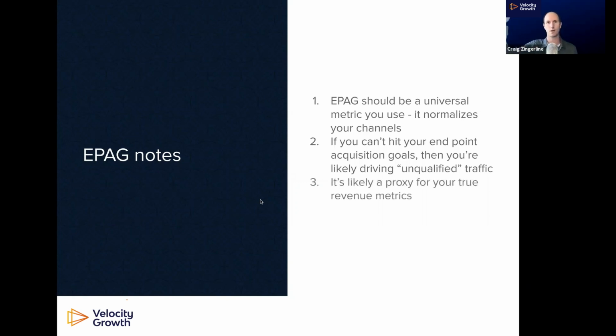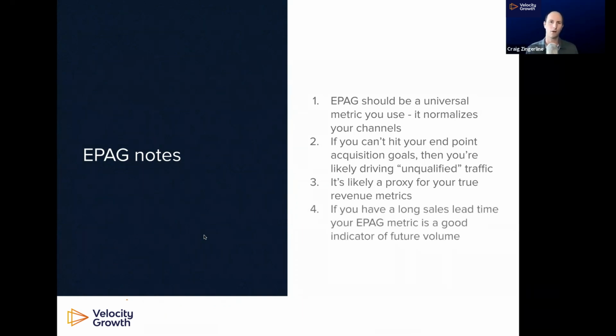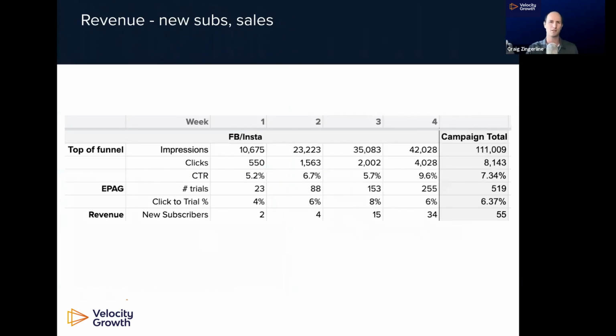And you kind of have to look top of funnel and, again, look at your creative and your messaging. When done well, EPAG becomes a proxy for your true revenue metrics. So you could start to build some predictability in your model when you look at EPAG across the board. Now, if you've got a long sales lead time, your EPAG metric is going to be a good indicator of future downstream volume for what that sales conversion might look like. And you can build your costs and cost structures and growth model off of that, basically.